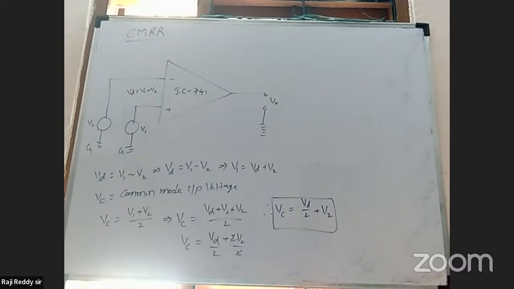Similarly, if you want V2 in terms of the common mode input voltage, then it can be written as V2 is equal to VC minus VD by 2.